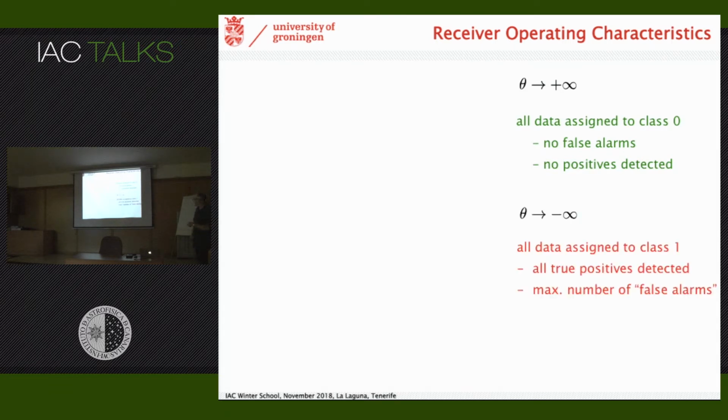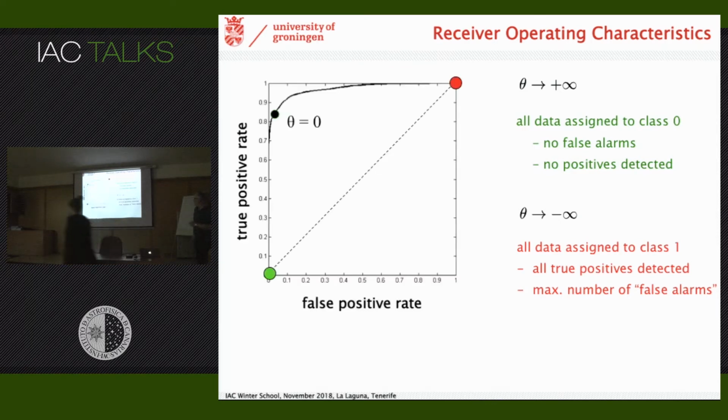Okay, so let's set theta to minus infinity, then everything is assigned to class 1. I will find all positive cases, but I have the maximum number of false alarms. Now, the truth is in between. These are the two extreme points. Here I plot true positive rate versus false positive rate. For all thetas, I get a curve.